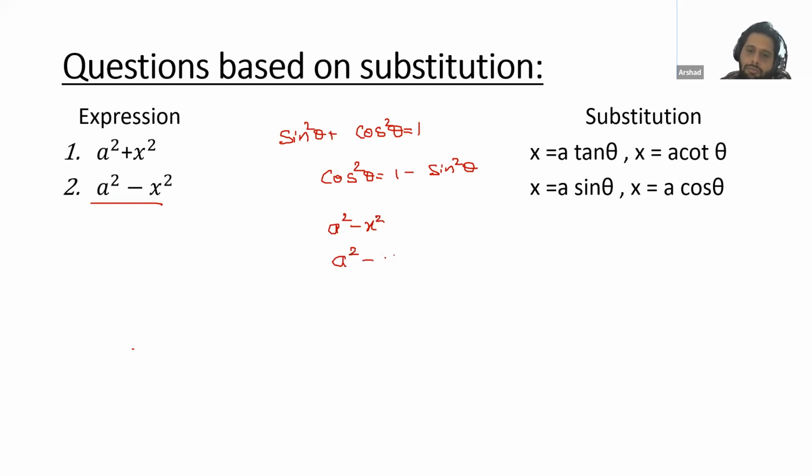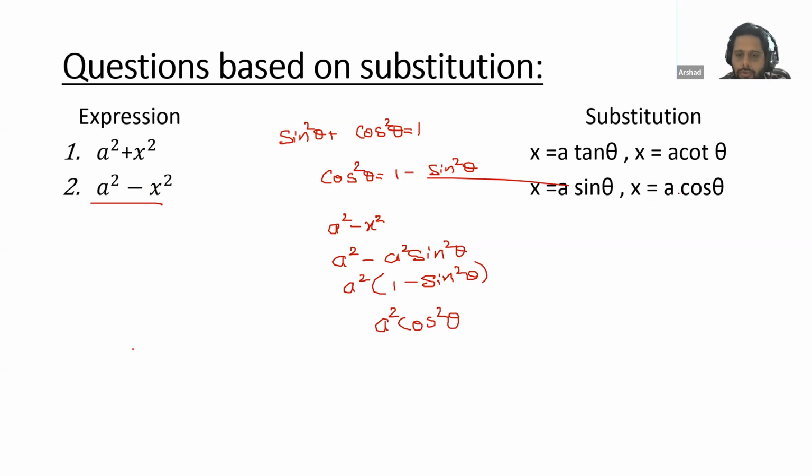So you will get a square minus a square sine square theta. Then take out a square common, 1 minus sine square theta. 1 minus sine square is, you know, cos square theta. So if in a question you have the expression a square minus x square, then it's your choice: you can put x is equal to a sine theta or x is equal to a cos theta. I hope from this example it is clear why we put a sine theta or a cos theta.